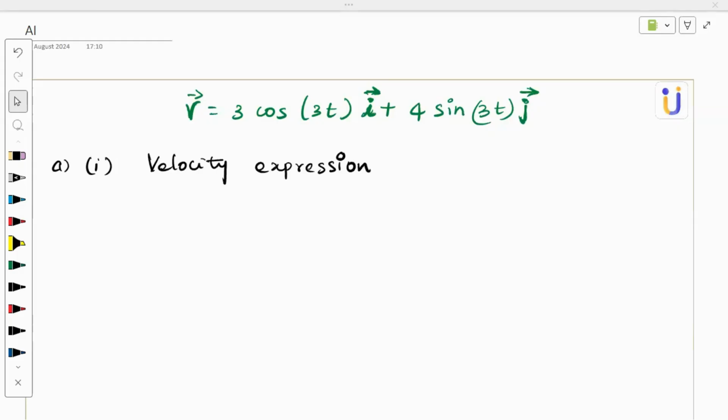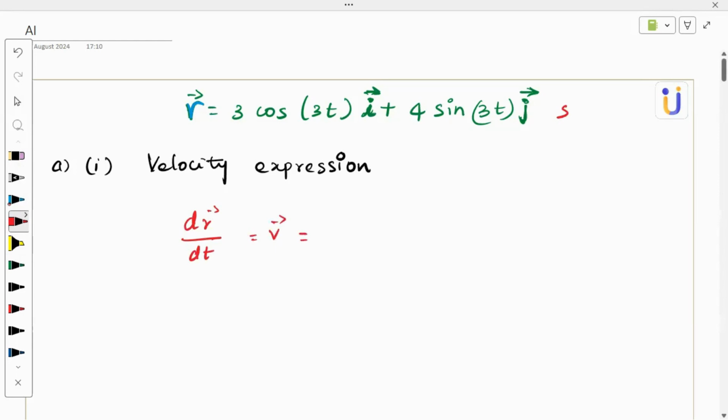First, the position vector of a particle at time t is given. So the vector r represents the position of the particle at time t, where displacement is measured in meters and time in seconds. First and foremost, we need to find the velocity expression for the particle at time t. Velocity is the derivative of the position vector, so dr by dt will give you the velocity vector.